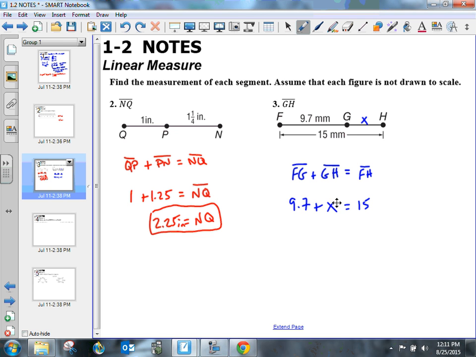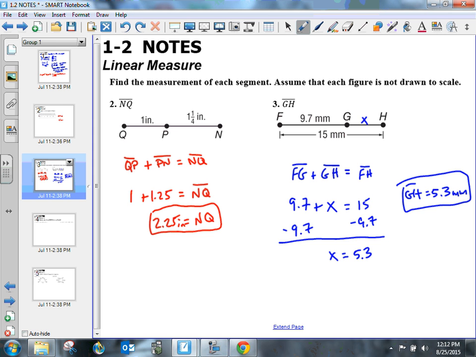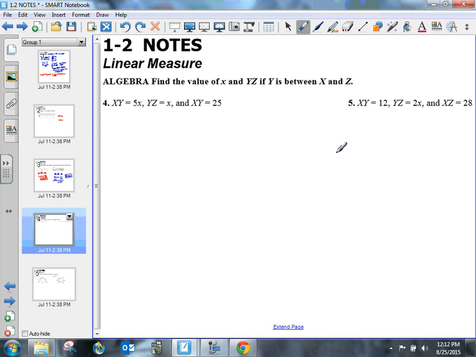So if I solve this equation for X, I'm going to subtract 9.7 from both sides, okay? And I end up getting a value for X that is 5.3. Okay, so we need to answer the question, what's the length of GH? So GH is equal to 5.3 millimeters, okay? So it's important that we label that when we answer the question. So GH is equal to 5.3 millimeters. All right, let's take a look at number 4, okay?